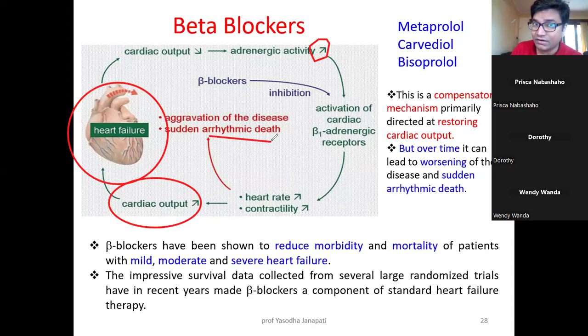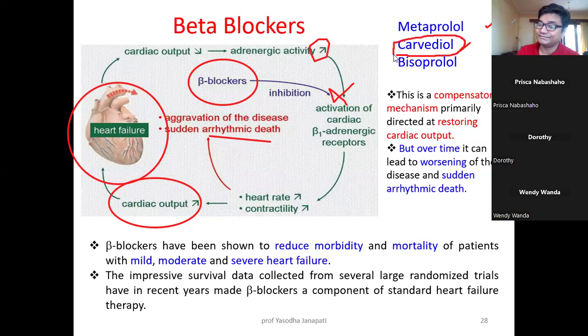After studying all this, they started using beta blockers. When you give beta blockers, what happens? It inhibits this process, and also prevents sudden arrhythmic death. This is the reason they are prescribing beta blockers. The most prominent beta blockers which they are prescribing are Metoprolol, Carvedilol, and Bisoprolol. These are the three drugs which are prescribed. Among all these, Carvedilol is the best drug.